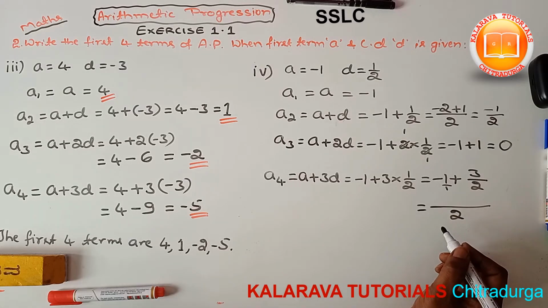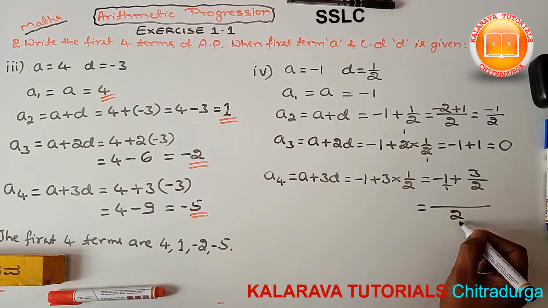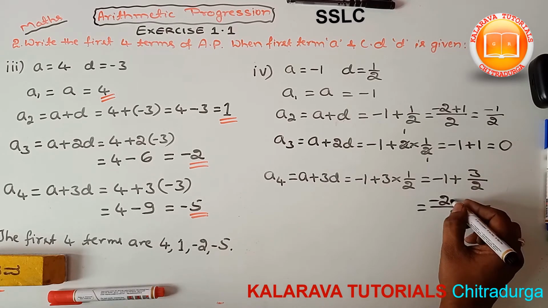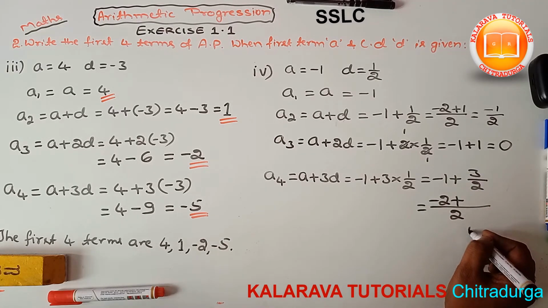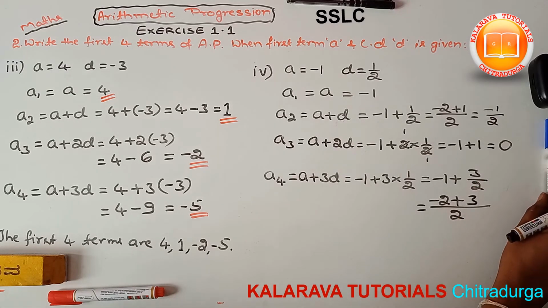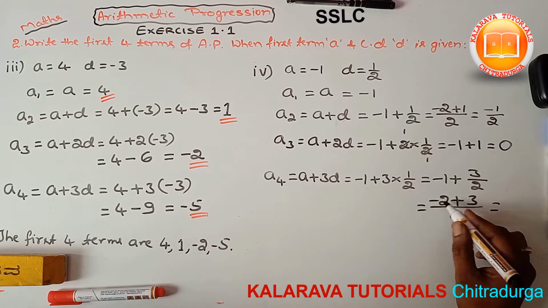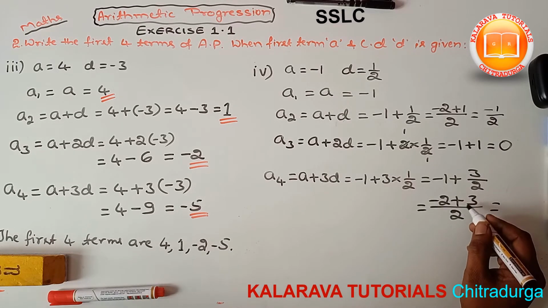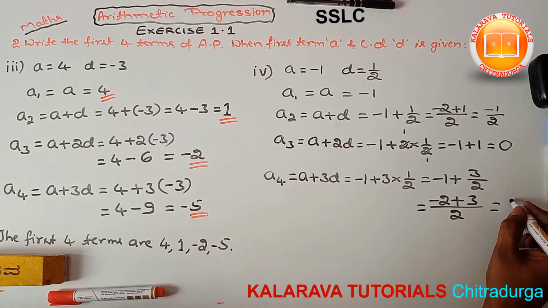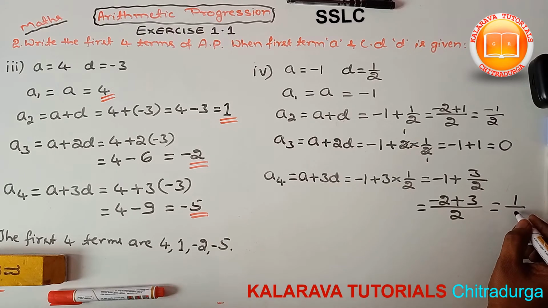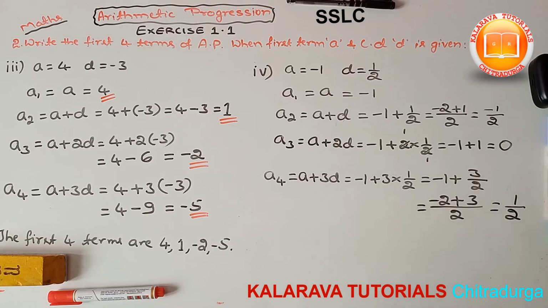Here it is 1 we consider, 1 2s are 2, we have to multiply the 2 to the numerator, that gives you minus 2, and plus 2 1s are 2, we have to multiply 1 to 3, 1 3s are 3 you get. So that means here it is minus 2 plus 3, the symbols are different, you have to subtract. 3 minus 2 gives you 1, greater number is plus, so you write plus 1 divided by 2. So this is the fourth term.